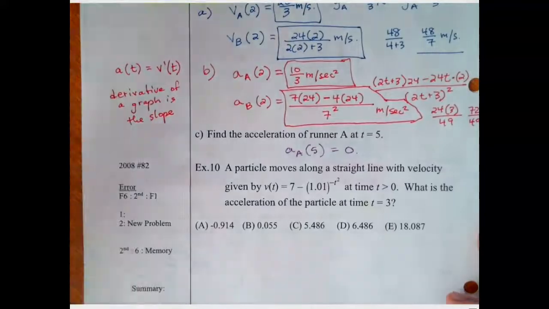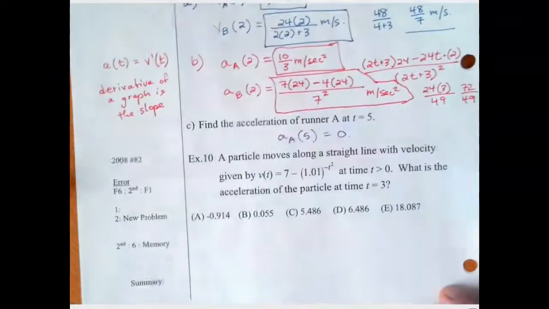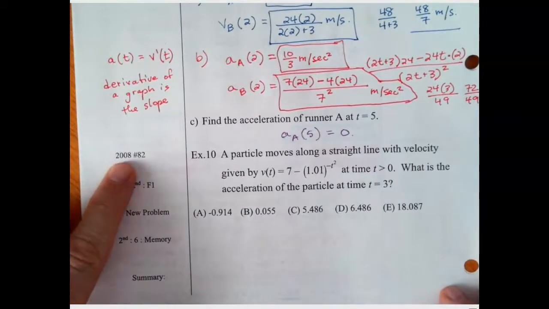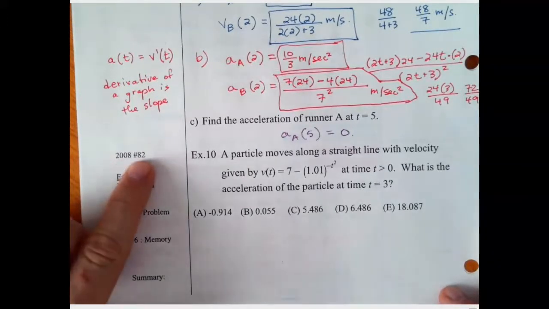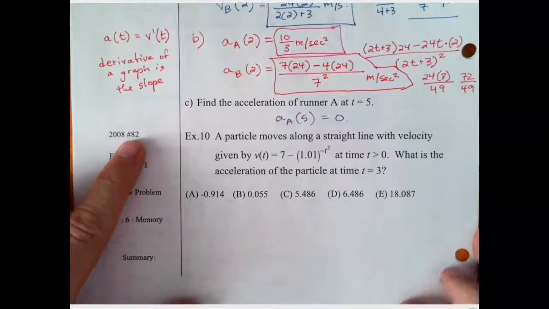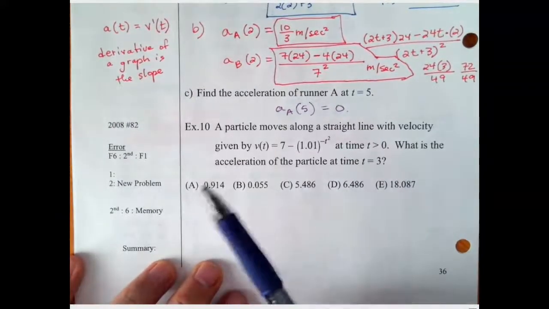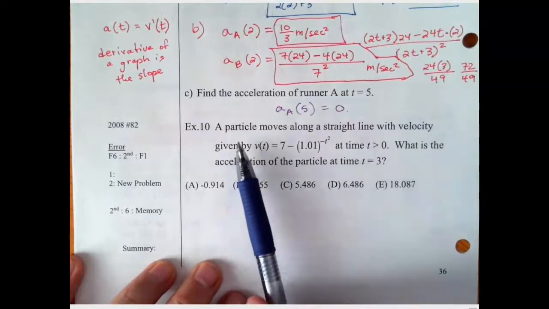Okay, last question. And this is from the 2008 multiple choice section, number 82. That means it was a calculator question. So if you have your calculator handy, you can get that out. I'm going to talk about it. I don't know if I'll show the calculator or not, but we'll see.